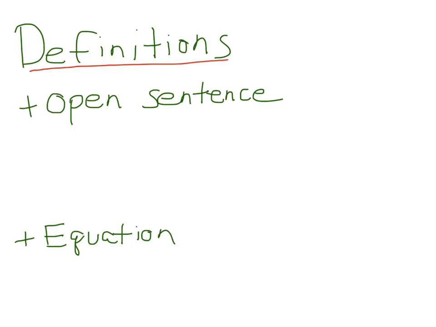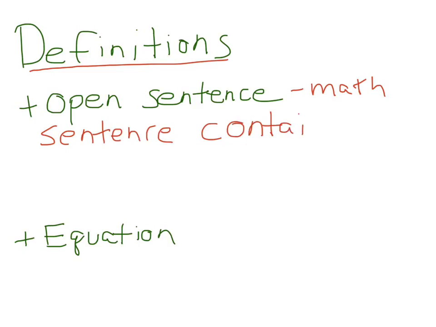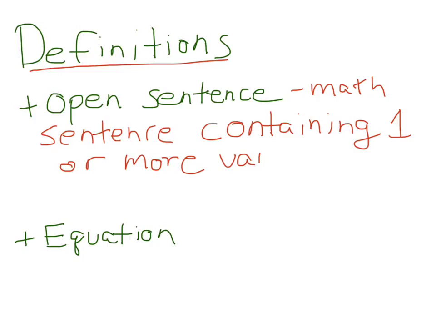The book defines open sentence as any math sentence containing one or more variables. Okay, so a math sentence would be something like 5x plus 2. That would be a math sentence. It has a variable in it, and it would be considered an open sentence.